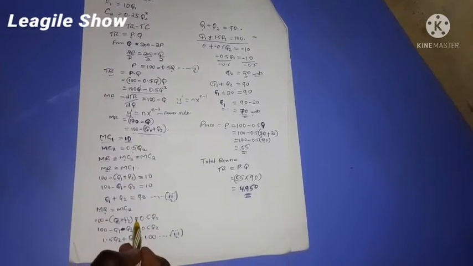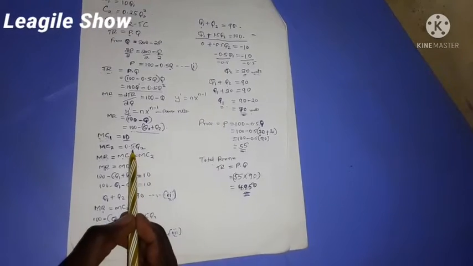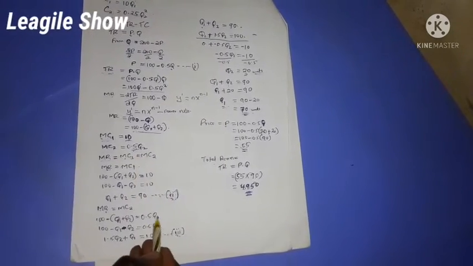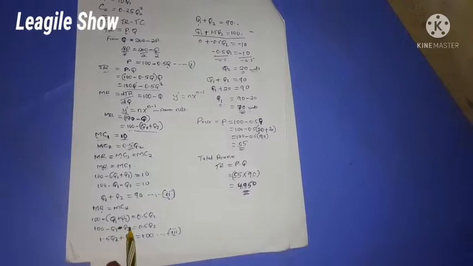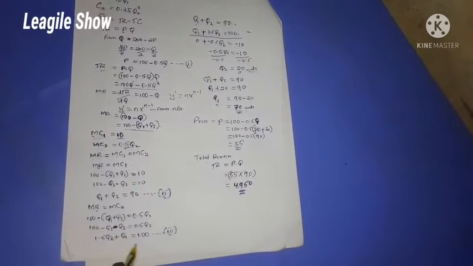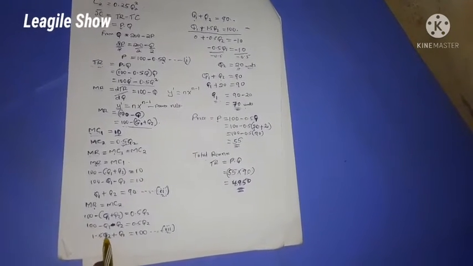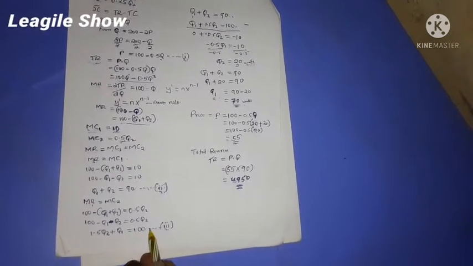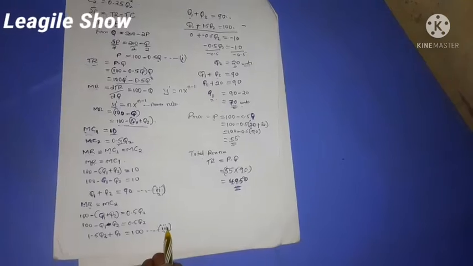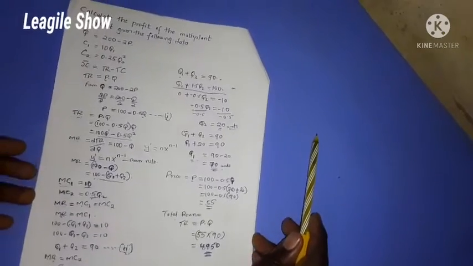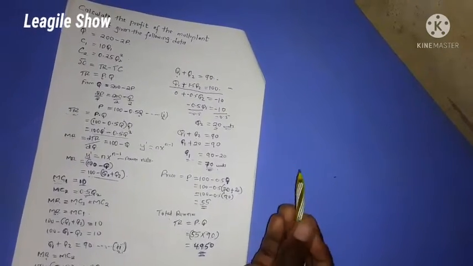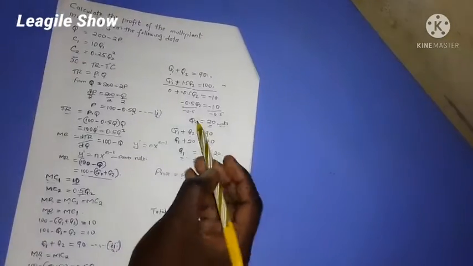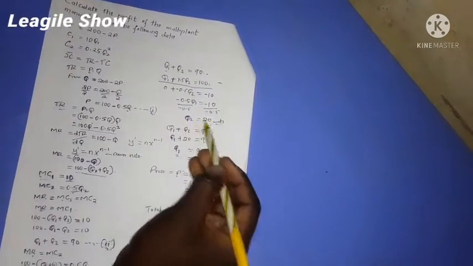You equate to our marginal cost, which you calculated. It is here for the second firm, Q2. So by opening brackets and doing your calculation here, you're going to have 1.5 Q2 plus Q1 is equal to 100, and let this be our third equation. Now moving on, by using your calculator, we'll be able to get the value for Q2 and Q1.